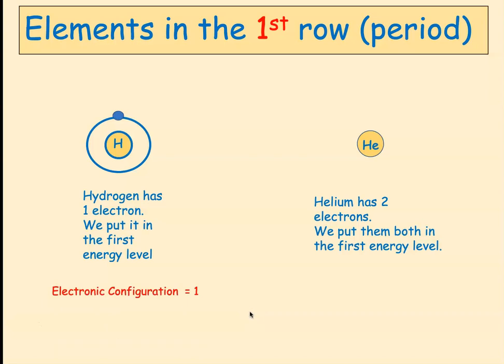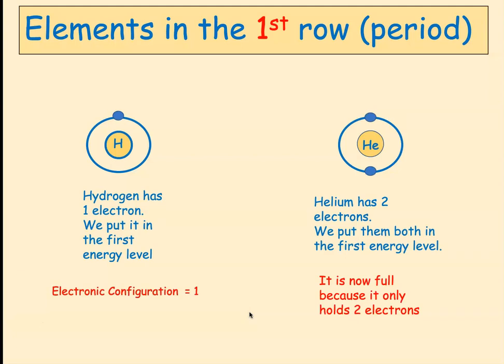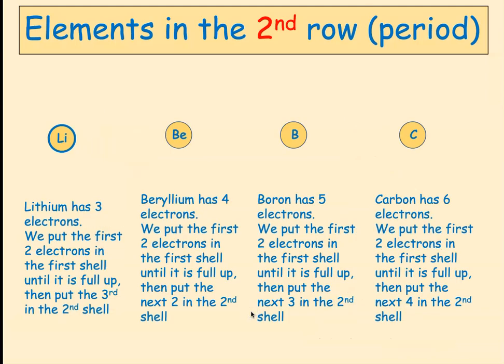Helium has got 2 electrons, so we put them both into the first shell, and its electronic configuration is simply 2. But now we have got a full shell. So what we need to do, in order, if we have any more electrons, is we need to make another one. So the next element, lithium, has got 3, so we need to make another shell.